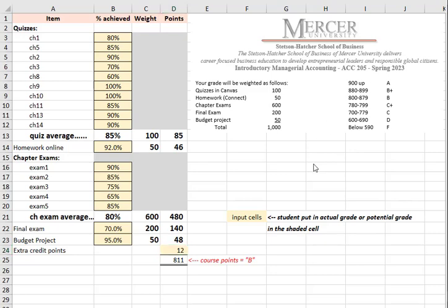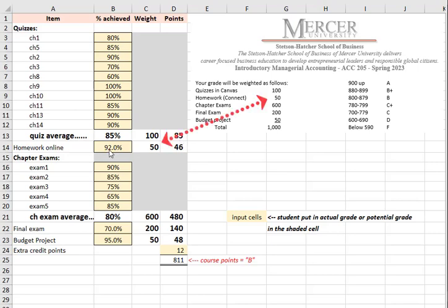There are formulas in these larger bolded cells that calculate the quiz average and the chapter exam average and multiply it by the points assigned to that category. So this 100 out of 1,000 is based on your quiz average. Your average here was 85 times the 100, so you have 85 points from your quiz category.